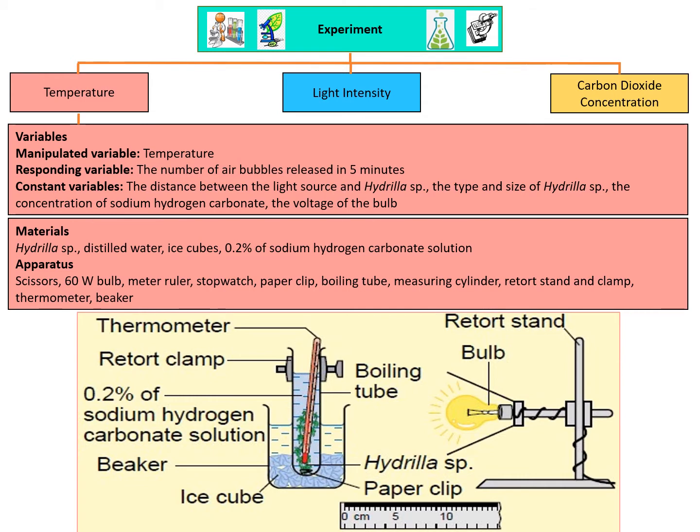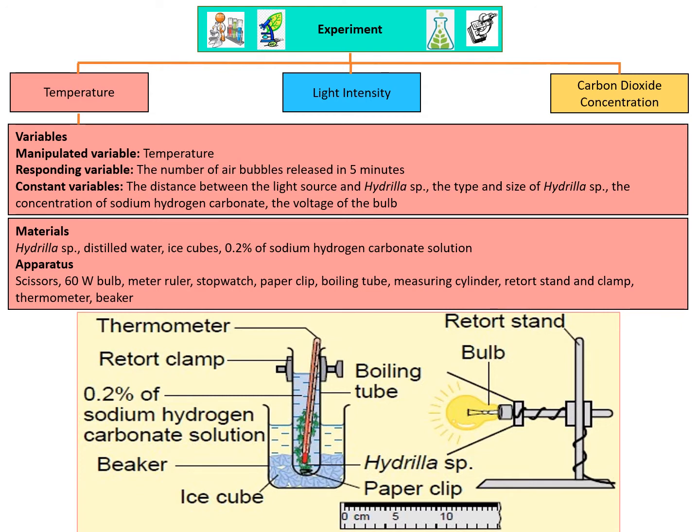This one we need to keep constant because we want to study the effect of temperature on the rate of photosynthesis. The materials are almost the same, only this one we need ice cubes. The apparatus is almost the same, nothing different.